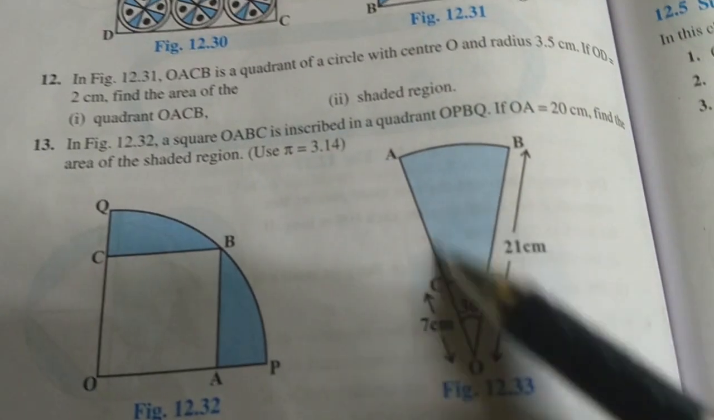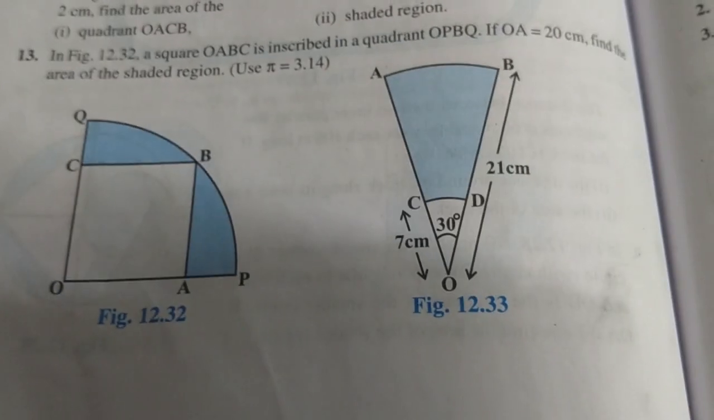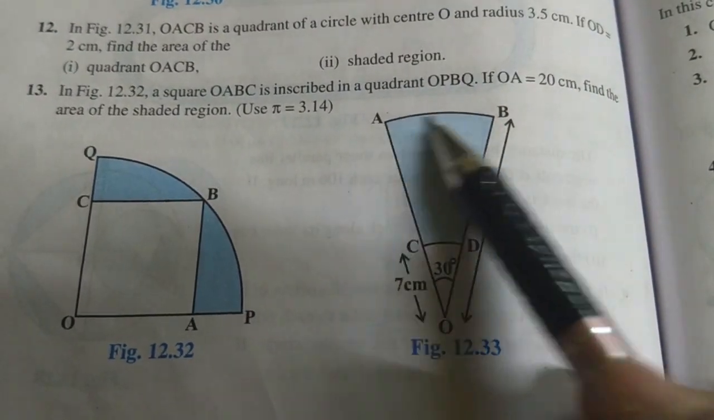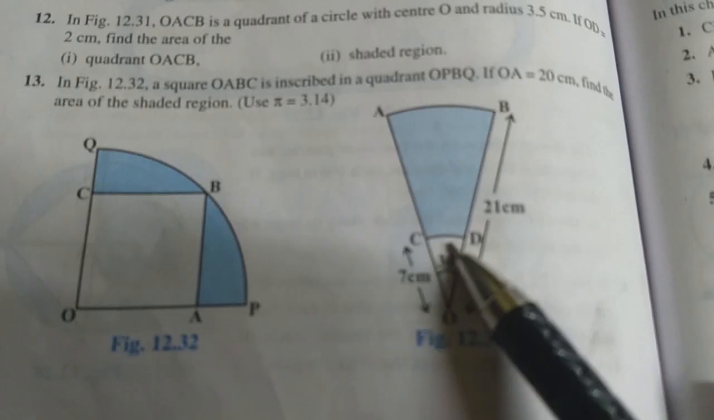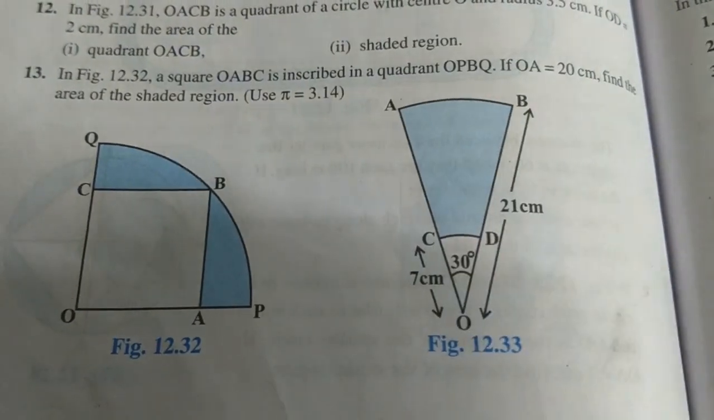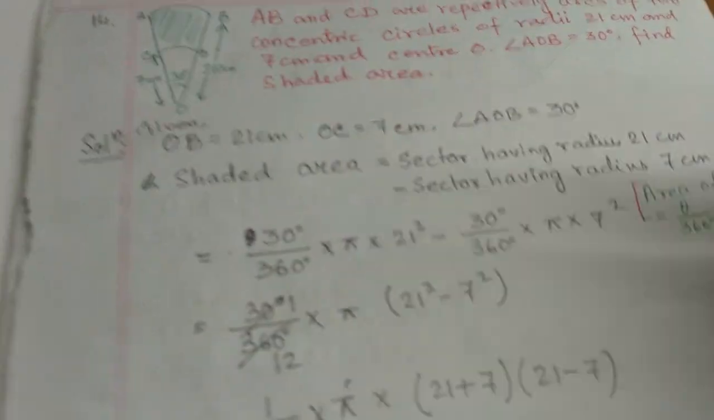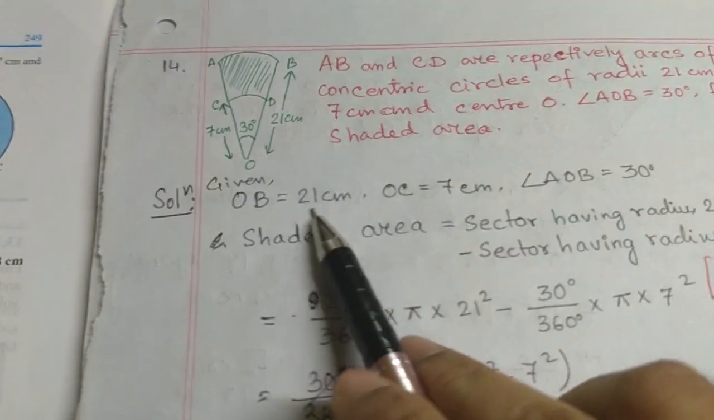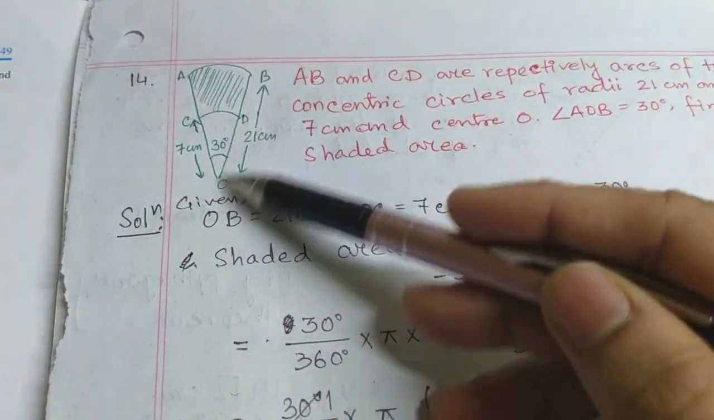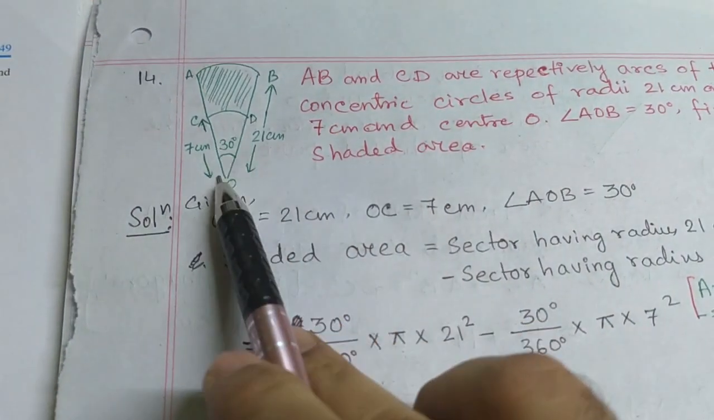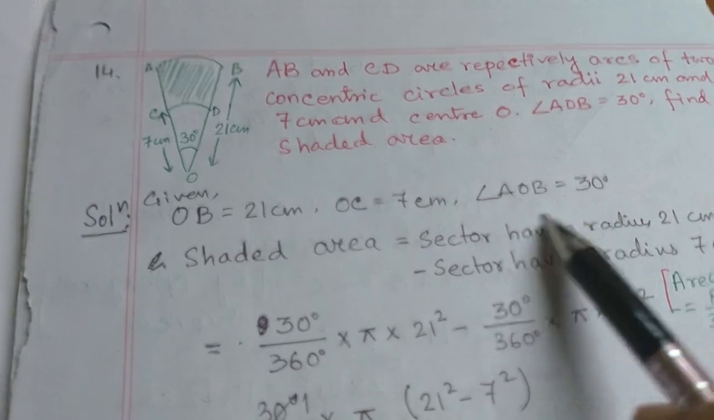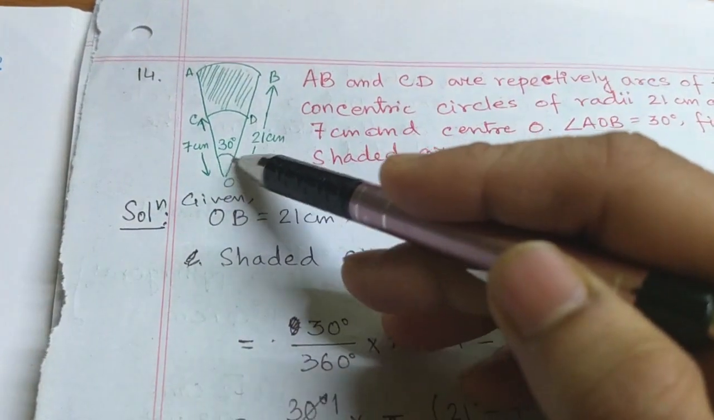What you have to find is the shaded area. I guess this is one of the easiest problems. If from the bigger sector you subtract the smaller sector, you will get this area. So that's what I will do here in the solution. Given OB is 21, OC is 7, and angle AOB is 30 degrees.